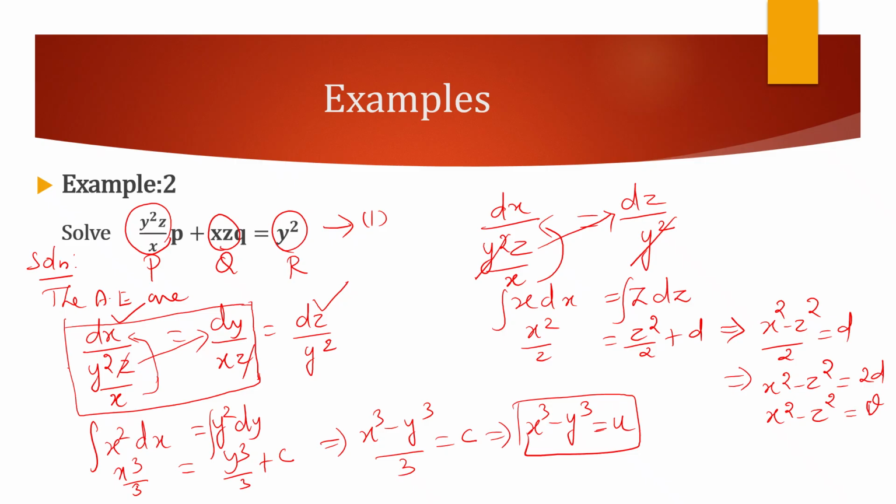So now I have my two independent solutions, so I can give my general solution in this form: f of u comma v is equal to 0, which is nothing but f of x cube minus y cube comma x square minus z square is equal to 0.